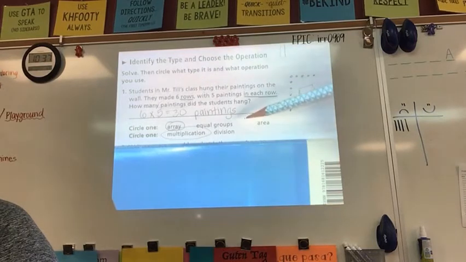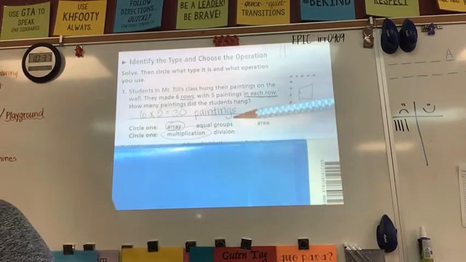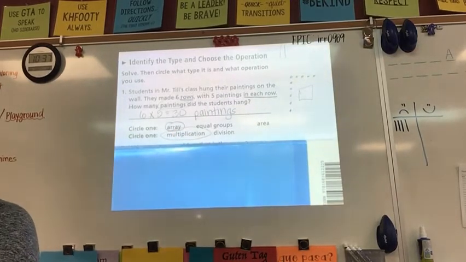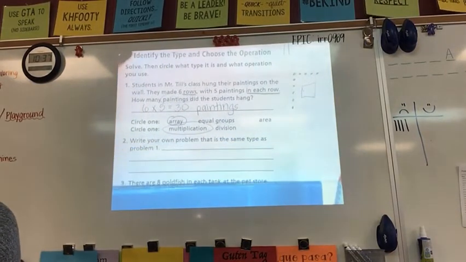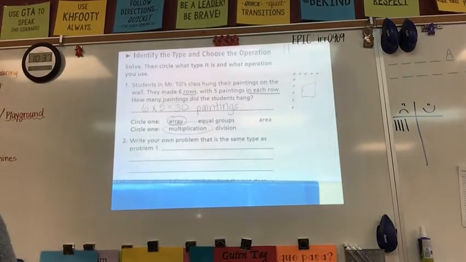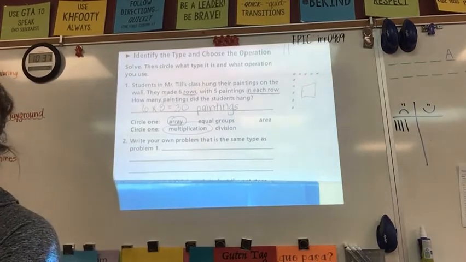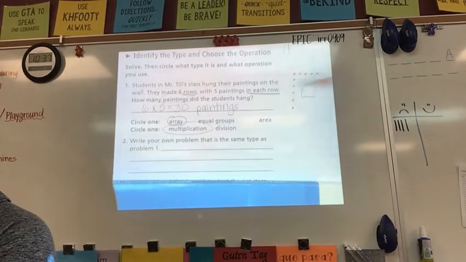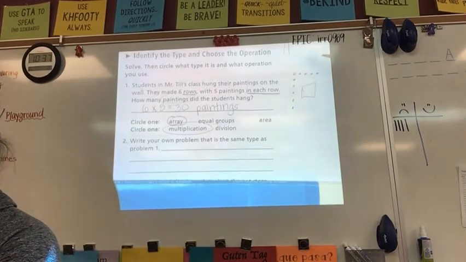I read their problem, I figure out what type of problem, and I solve it. The next step is I'm going to create my own array multiplication problem. So I would look at their words to kind of give me some clues for how to do this, right? Because they want me to do my own word problem that's the same type. So I need to think about something I might put in rows and columns. And I need to be able to tell how many rows and how many columns so that I know I'm multiplying instead of dividing.